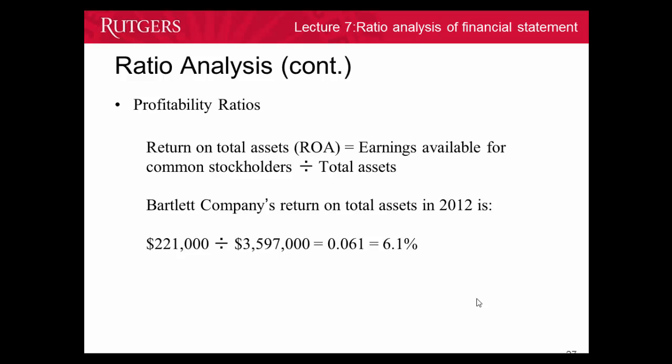Return on total assets is another profitability ratio. It uses earnings available for common stockholders divided by total assets. We are not going back again, but as we have used this measure many times, we can calculate the ratio as 6.1%.